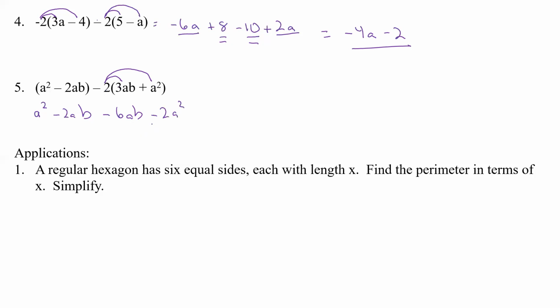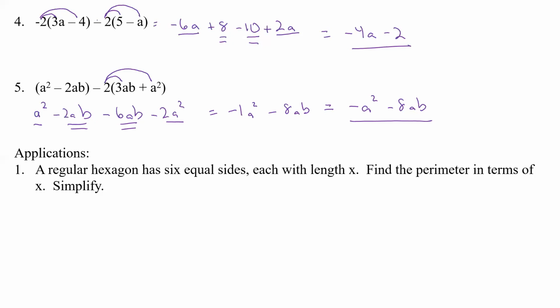So now looking at this, we have two sets of like terms, it looks like. We have a squared and a squared, ab, ab. Well, a squared minus 2a squared, so 1 minus 2 is a minus 1a squared. And we'll fix that here in a little bit. And then minus 2 minus 6, well, that's a minus 8ab. Now, is this the least number of terms and symbols? No, because we know a negative 1 can be represented as just a negative a squared minus 8ab, and that would be the most simple form of this expression simplified. Okay.